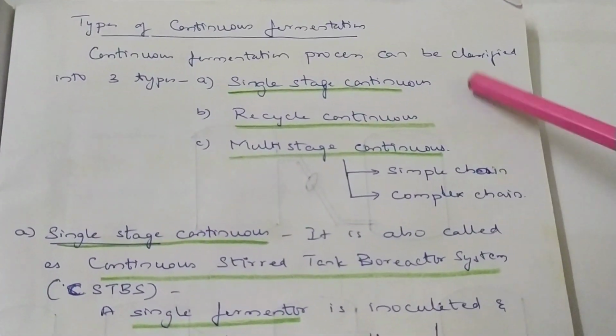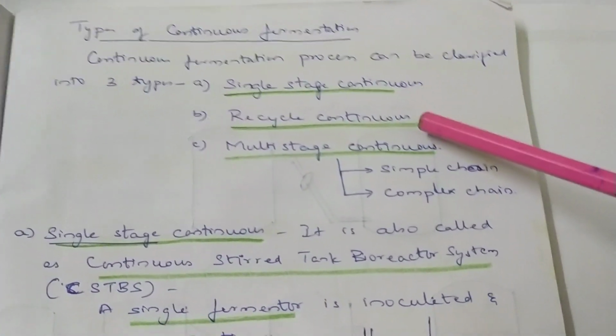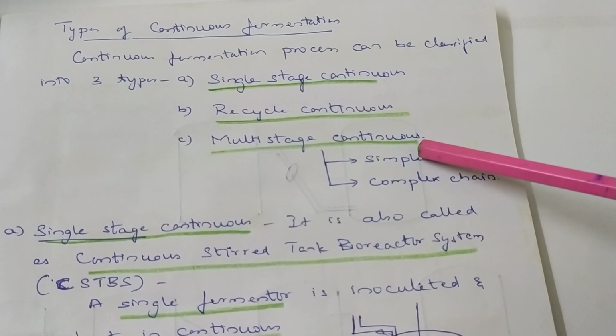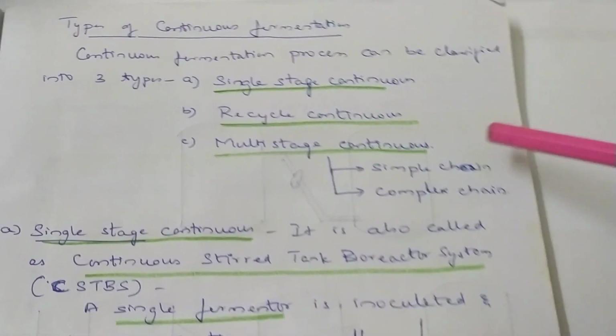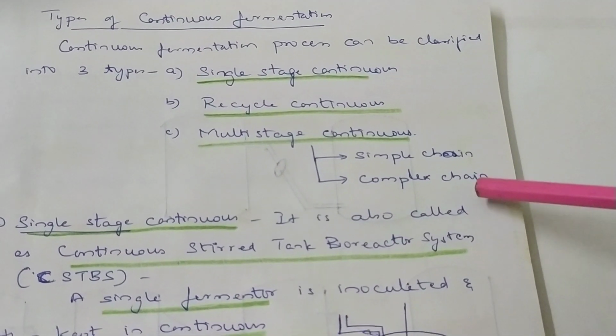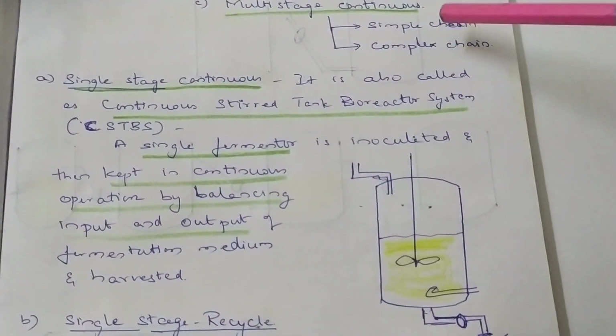So what you see here is single stage continuous, recycle continuous, and multistage continuous, which is again classified into simple chain and complex chain. You need not worry about it. We'll understand it as we go ahead.